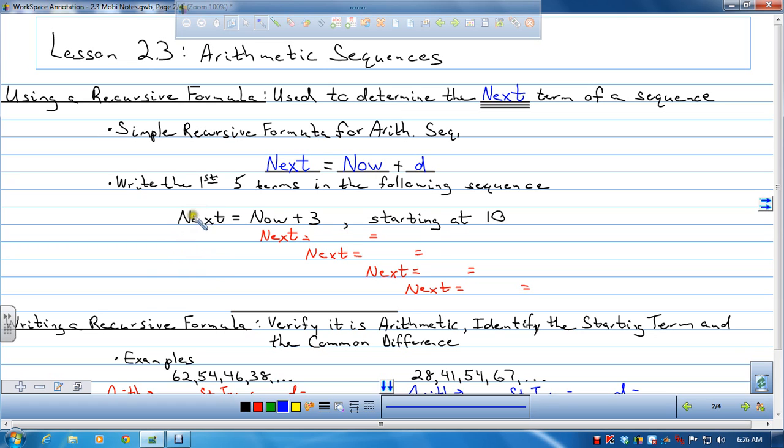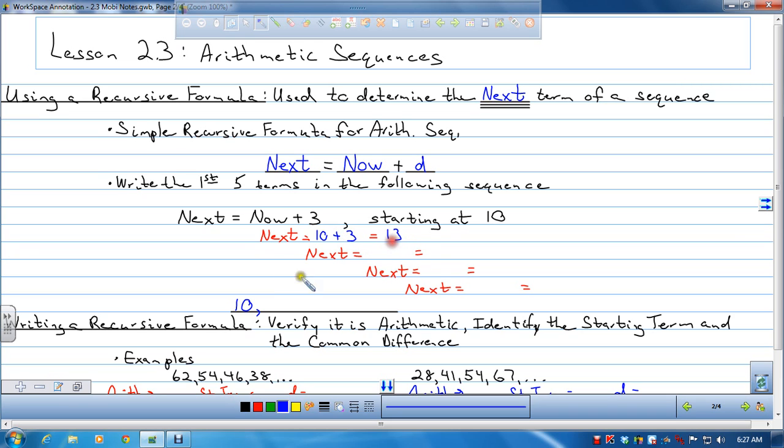Let's look at this simple recursive formula right here, and let's write the first 5 terms in this following sequence. So if we've got our recursive formula is next equals now plus 3, and it's telling you it wants to start at 10. So my first term is going to be 10. I know that already. Okay. Now to figure out the next term, I would take the term I already have, or the now value, which would be 10, and I'm plugging it into the formula, right?